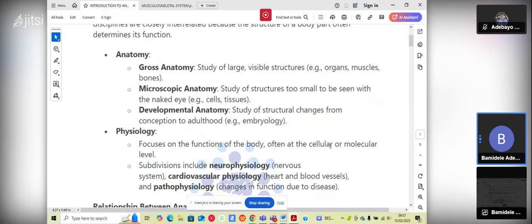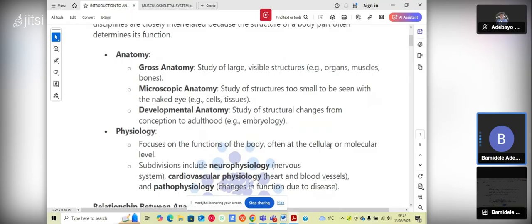The next one is microscopic anatomy. You need to take a look at them with the aid of a microscope. So when you're looking at cells, looking at tissues, you're looking at very minute particles. So that is when we refer to them as microscopic anatomy. So when we are studying the cell, how does a cell look, how do tissues look, even though you cannot see them with your physical eyes, you can study them. And that is what they do under microscopic anatomy.